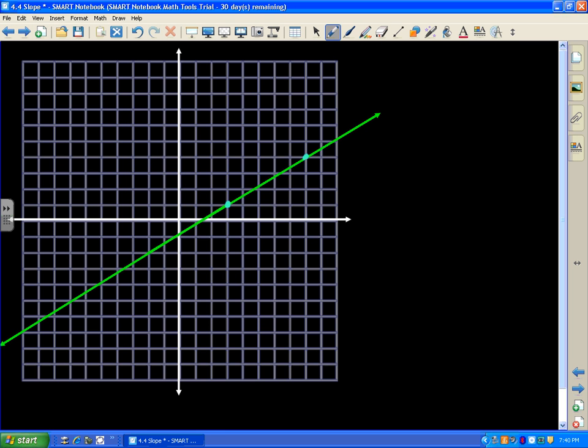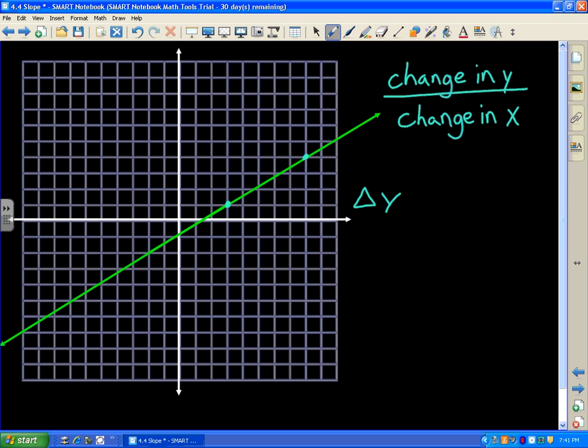When calculating slope, you should think of it as a change in y over change in x. We can write this by setting it up with the capital delta symbol, which means a change in y and change in x.